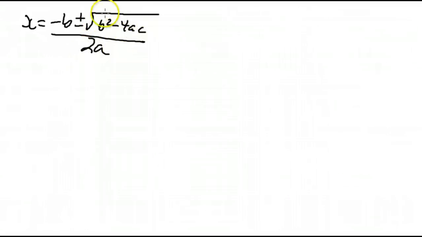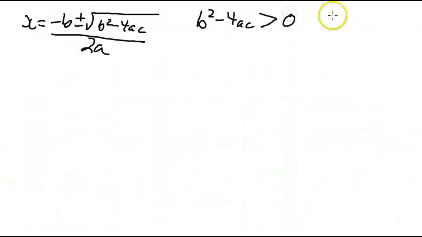And the discriminant, this part here under the radical sign, if it's positive, then we will have a square root for it, which means I'll have a number that I can add to negative b and subtract from negative b. So if b squared minus 4ac is greater than 0, we will have two real, distinct, that is different, roots.